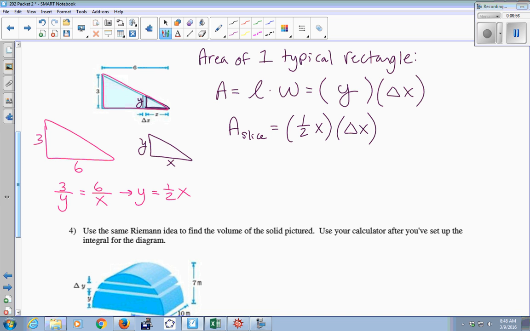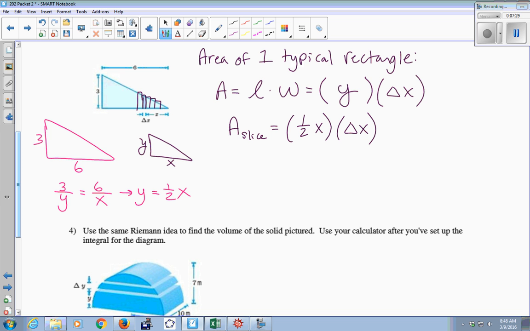All right, so I have a generic area for one slice, but really I want to take a whole bunch of those slices and add them all up. So just to remind you, we're taking a bunch of rectangles, adding them all up. Okay. So let's take n of them.